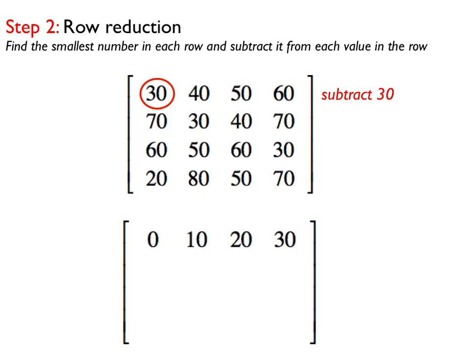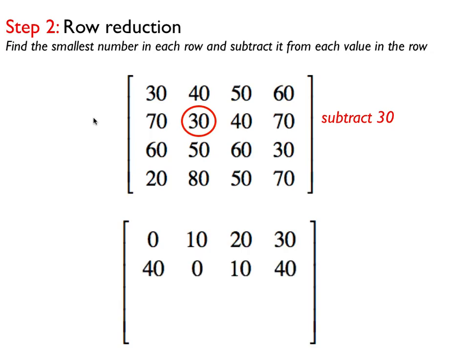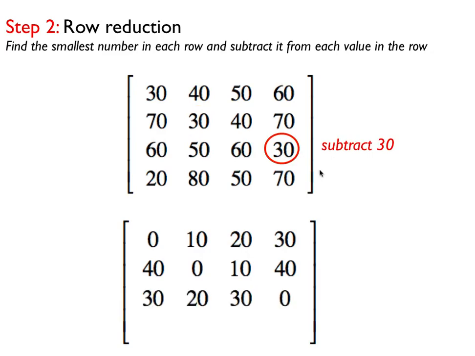Once we've done that, we just move to the next row and repeat the process. Again, the smallest number in the second row is 30, so in this case we're subtracting 30 again from each number in the second row, and that will give us 40, 0, 10 and 40. Move to the third row, and by coincidence the smallest number in the third row is also 30, so we subtract 30 from each number in the third row, and we're left with 30, 20, 30 and 0.